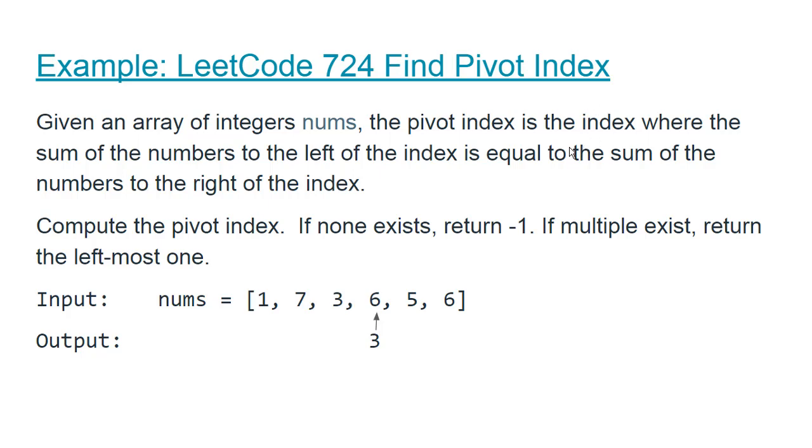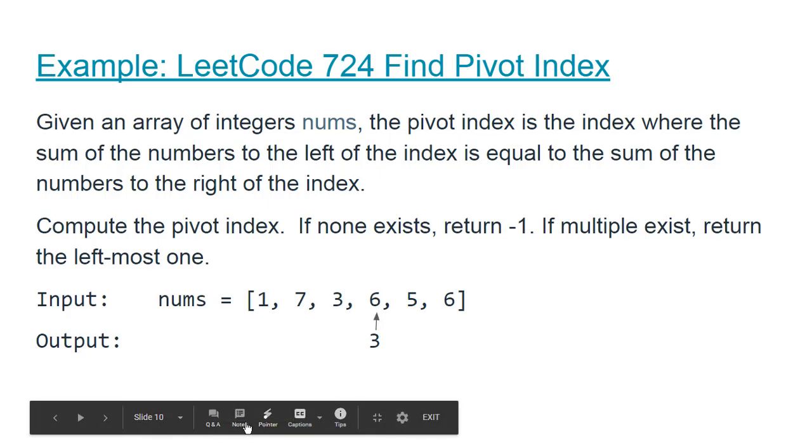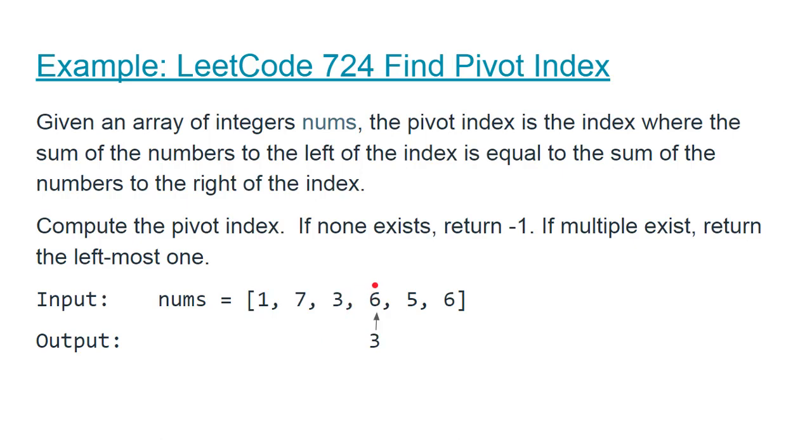We have an array of 6 elements. The pivot index in this case is 3, because 3 points to this array element 6. To the left of 3 we have 3 elements, 1, 7, and 3. They add up to 11. To the right of this element we have two elements, 5 and 6. They also add up to 11. So they are equal. Therefore, this is a pivot index.